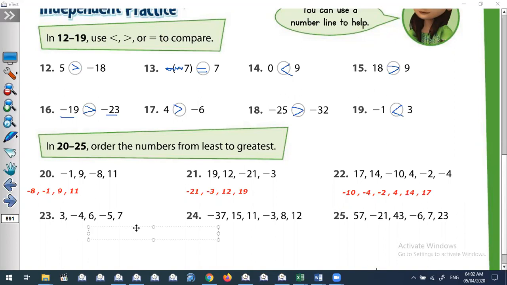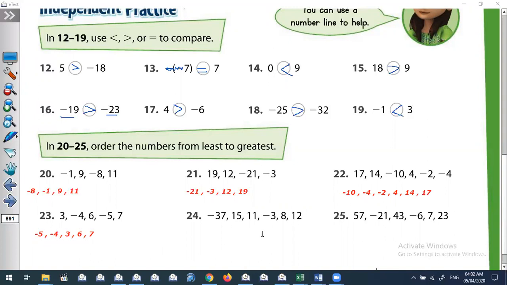The next one, the smallest number will be the negative. We have negative 4, negative 5, which is the smallest? Negative 5. Yes. After negative 5, negative 4. After negative 4, we still have 3, 6, 7. Which is the smallest? 3. After 3, 6. After 6, 7.